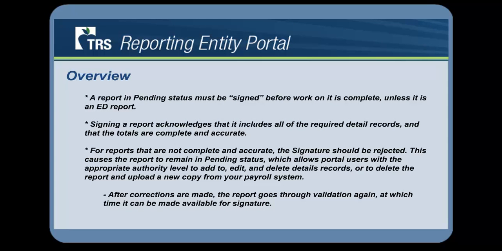Once a submitted and validated report has been assigned the status of pending, the system allows reporting entity portal users with signature authority level to review the sum total of the fund types for all included employees or retirees, and to sign the report by accepting those totals as complete and accurate. If the totals are incorrect, the signer has the option to reject them as not complete and accurate. RP adjustment, ER, and ER adjustment reports are not marked as completed until the signature is accepted.